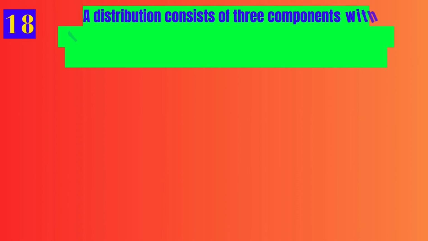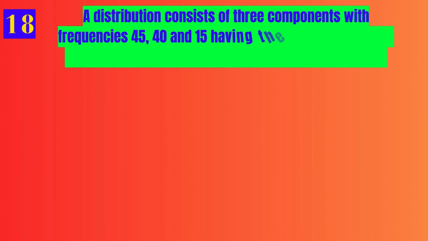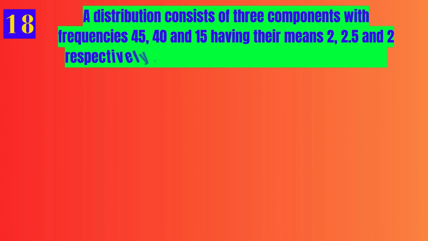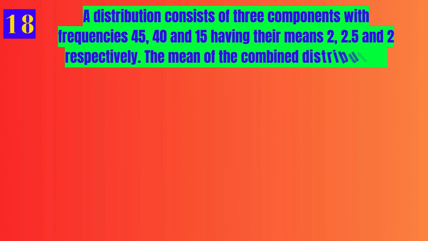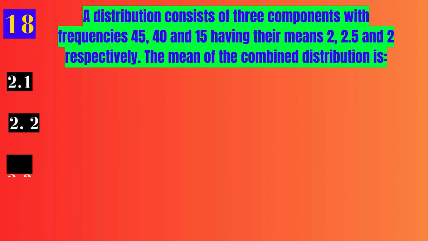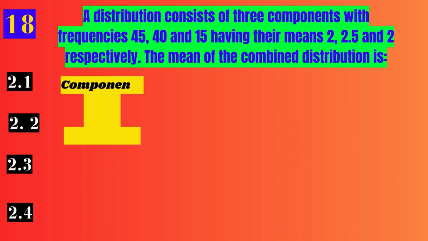A distribution consists of three components with frequencies 45, 40 and 15 having their means 2, 2.5 and 2 respectively. The mean of the combined distribution is. The options are 2.1, 2.2, 2.3, 2.4. To find the mean of the combined distribution, we'll calculate the total sum of each component and then divide by the total frequency. Component 1.